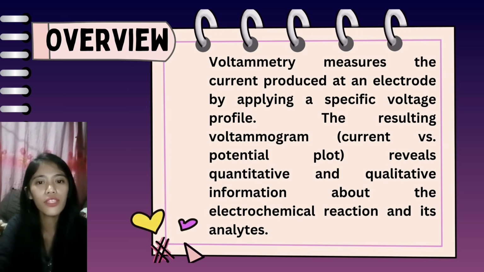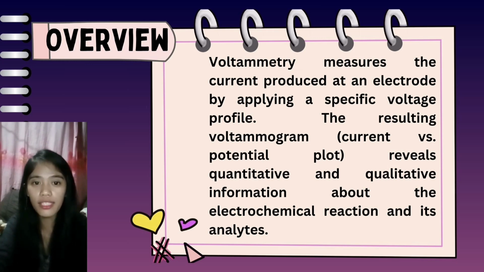So, how does voltammetry do its magic? Well, it all has to do with electricity and chemical reactions. Imagine you have a solution, like water with some stuff dissolved in it. We want to know what that stuff is. So, with voltammetry, we put special metal pieces called electrodes into the solution.